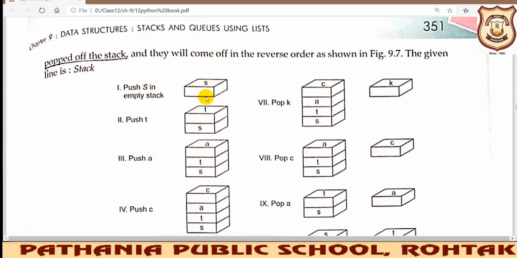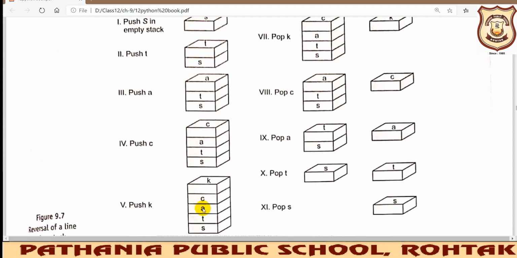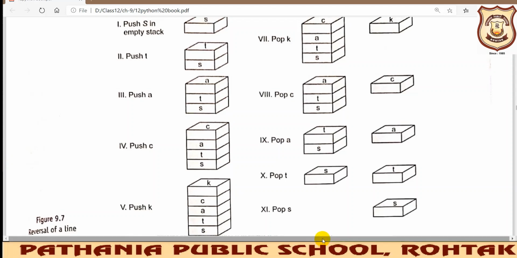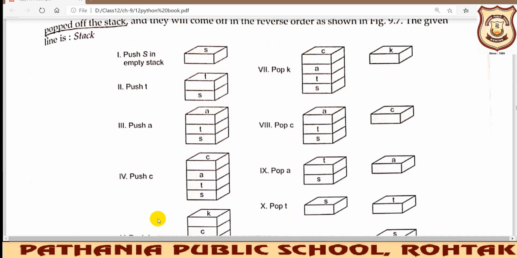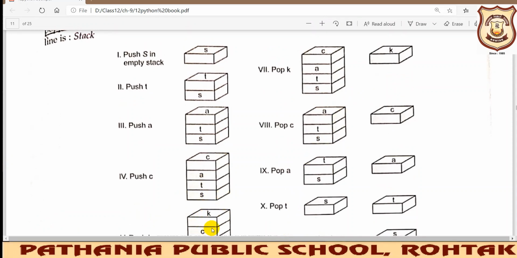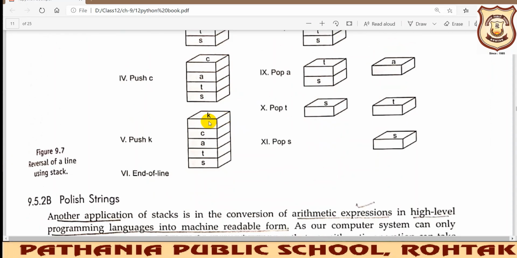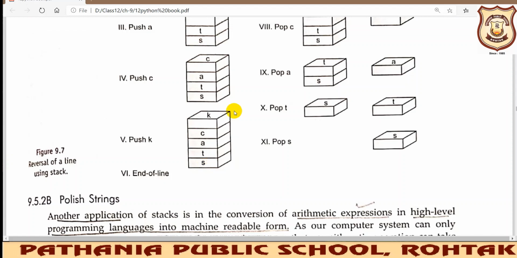See what he is trying to show you. You are entering data. Initially S has been entered, then you are entering T, then A, then C, and K. So what is this data structure containing inside? That is STACK. Now if you are trying to take the data out of the same stack, what will you take out first? K, then C, then A, then T, and finally S. So you are getting the data in reverse order.